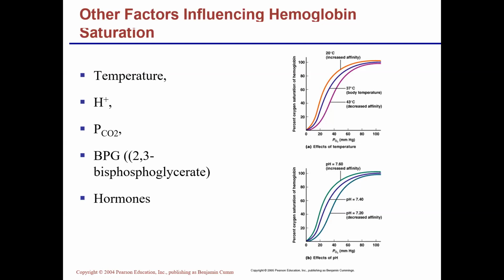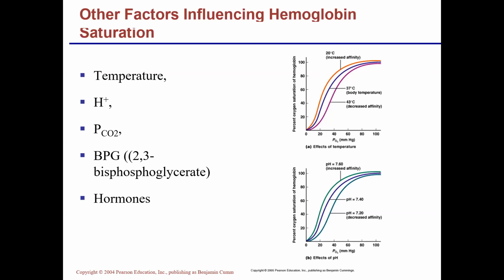Okay, so same idea. If the temperature drops, this yellow one, then this curve is going to shift to the left, and at the same partial oxygen pressure, the saturation will be above 80. That means if the temperature is low, your metabolism is slower, and you don't need that much oxygen, so you will not unload that much oxygen, and more oxygen will still be associated with hemoglobin.